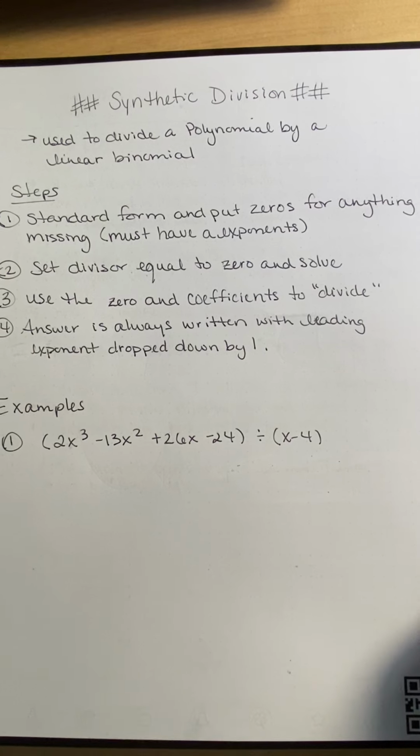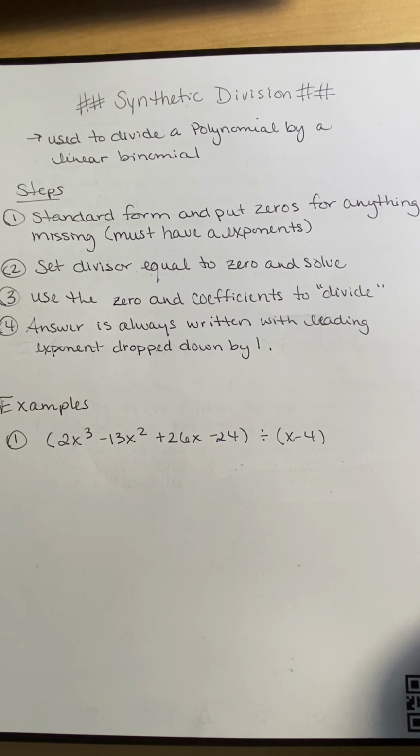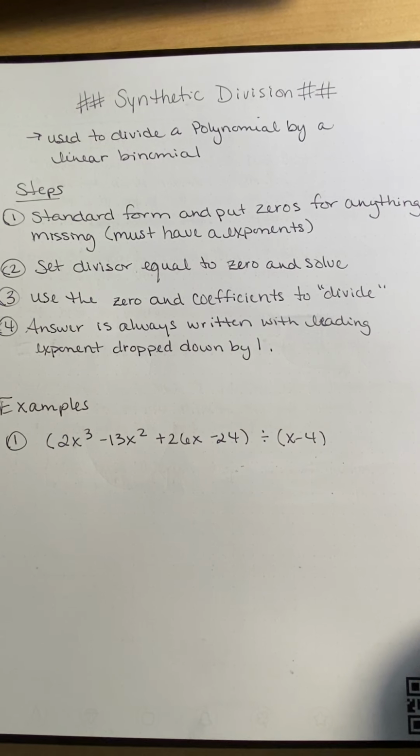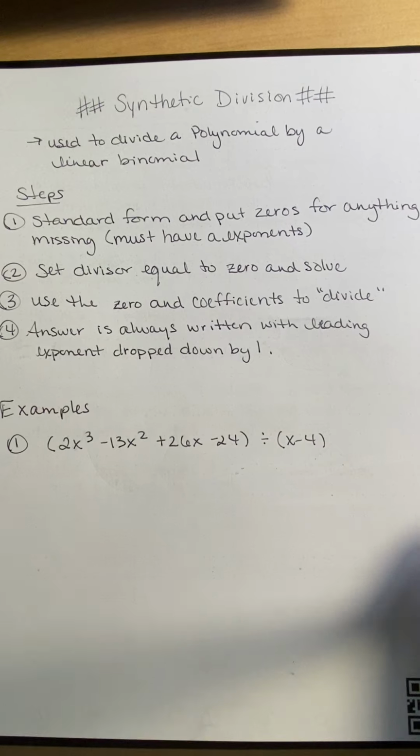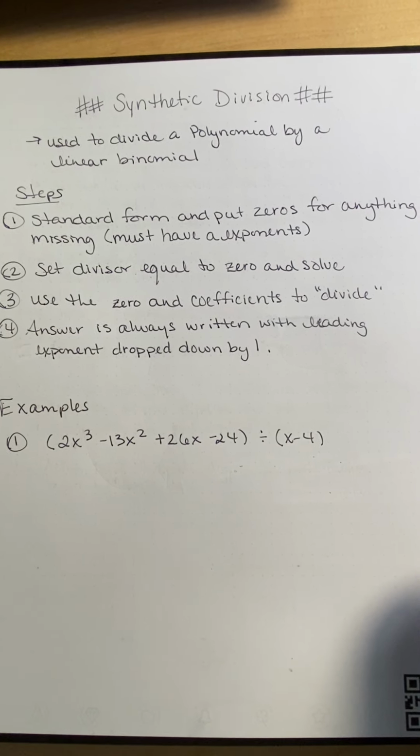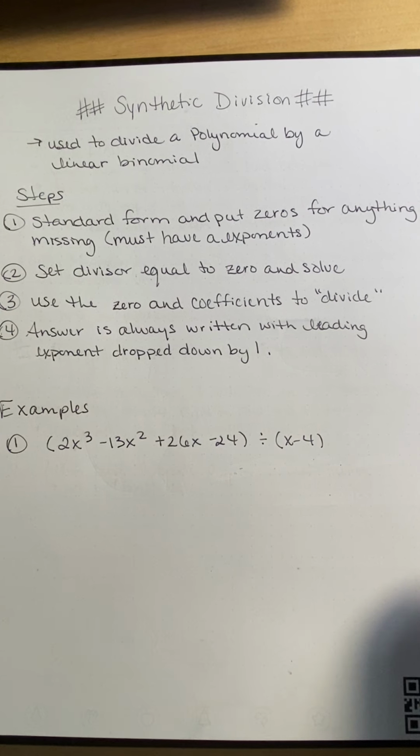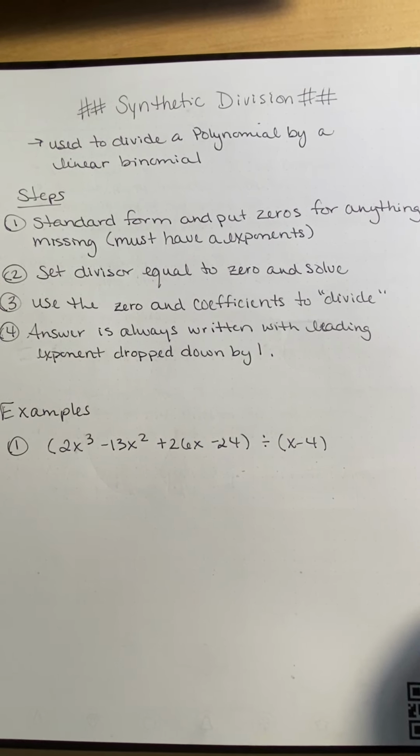And we're going to start with synthetic division. This is going to be used to divide a polynomial by a linear binomial. So, standard form. First of all, you want to start with your steps and make sure it is in standard form. And you need to put zeros for anything missing, and you must have all exponents represented.